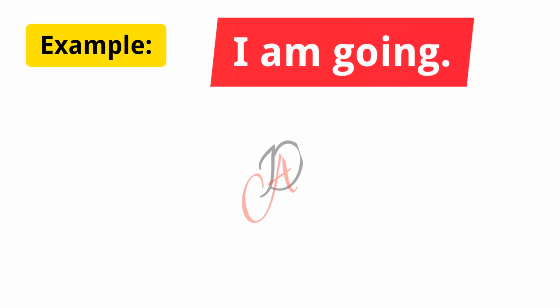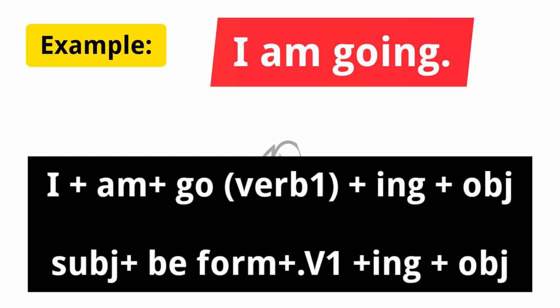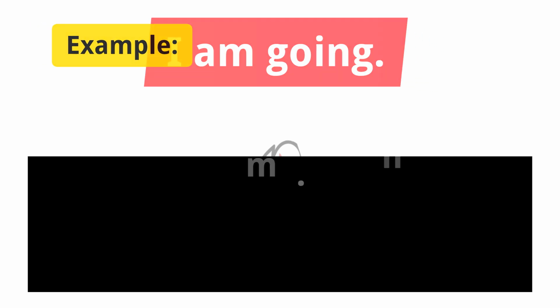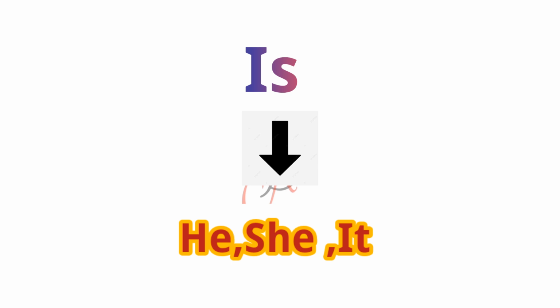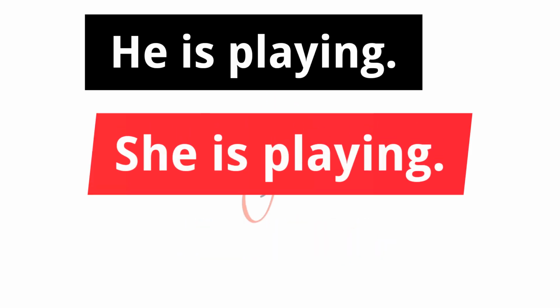Let's know this with the examples. I am going. Here, I is always used with am because I is a singular. I plus am plus go plus ing. I is a subject, am is a be form, and go is a main verb, that is V1 with ing. So, I am going is a present continuous tense, and I repeat, am is always used with I. And next is used with he or she or it. For example, he is playing, she is playing, it is running.